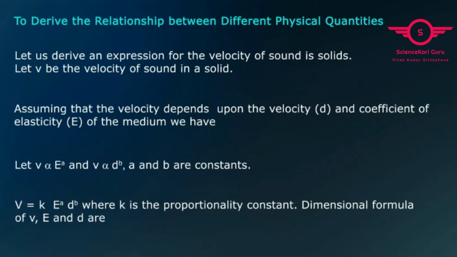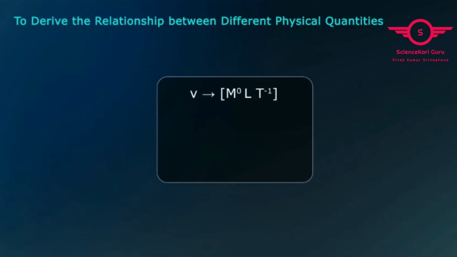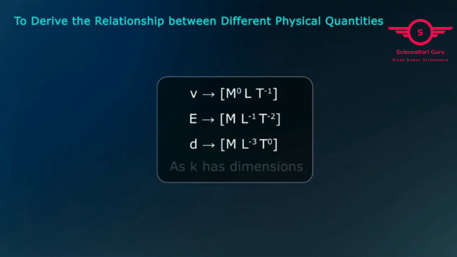Dimensional formula of v, E and d are: v gives rise to M power 0, LT power minus 1. E gives rise to ML power minus 1, T power minus 2. d gives rise to ML power minus 3, T power 0.